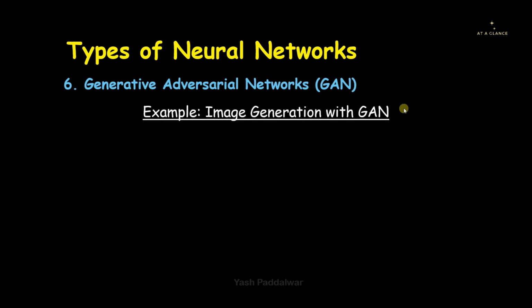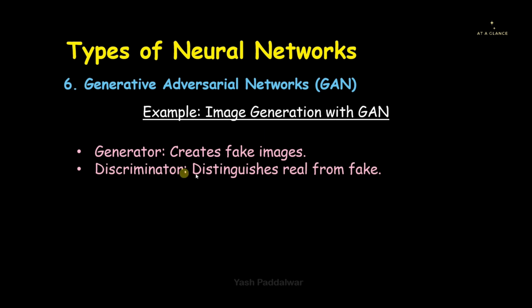Now let's take a simple example. The example is of image generation with the help of GAN. So this is how the flow goes. First comes the generator. As I already told you, the generator will create fake images. It will create fake data with the help of some randomized instances. Now once this fake data is created, it will be sent to the discriminator. The discriminator will access this fake data.